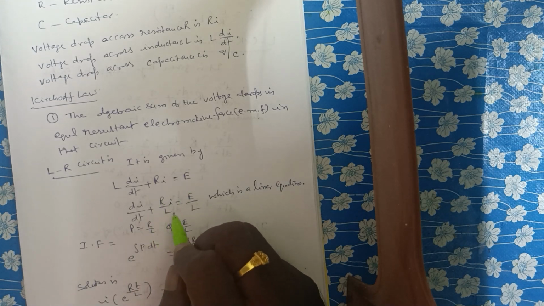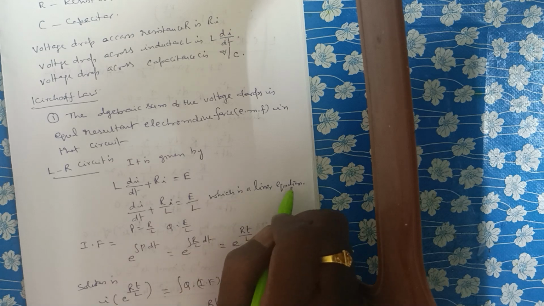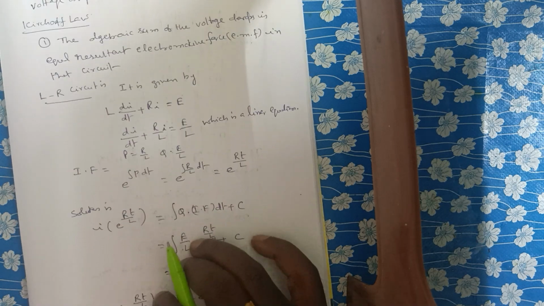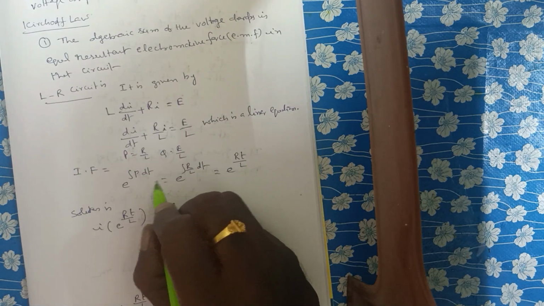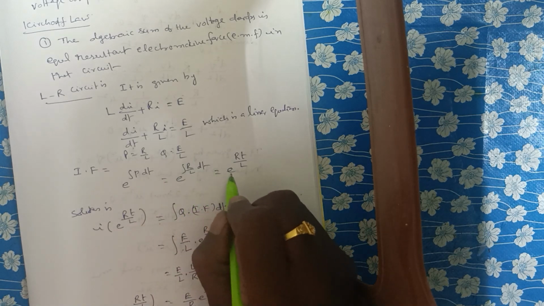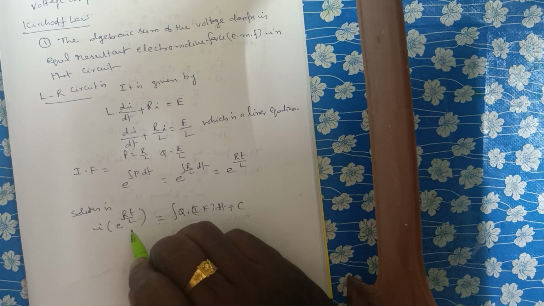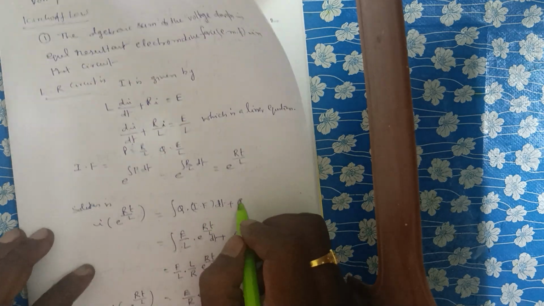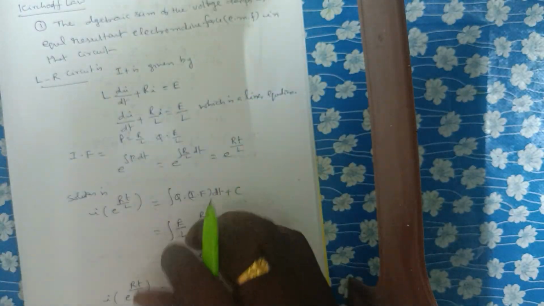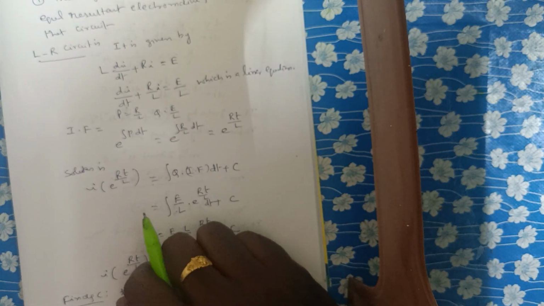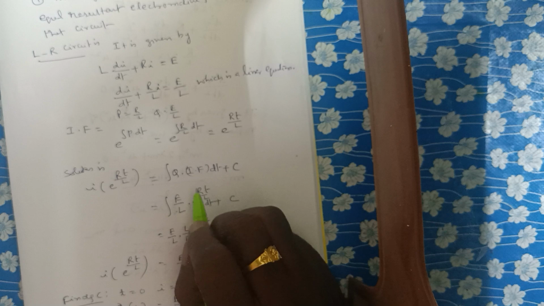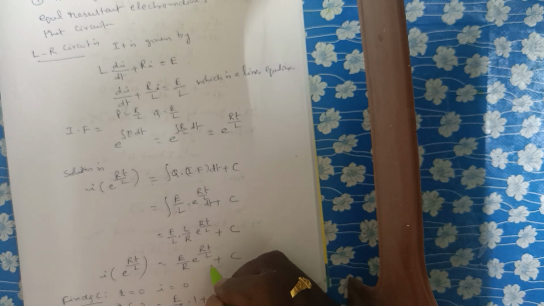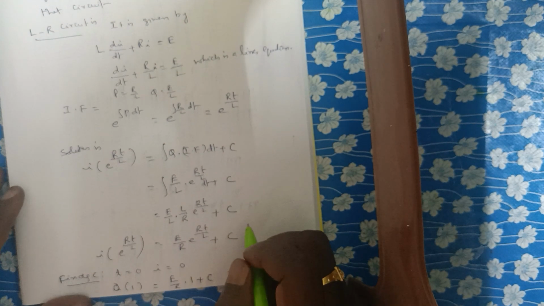So di by dt plus Ri by L is equal to E by L, which is a linear equation. P is equal to R by L, Q is equal to E by L. Integrating factor I is equal to e power integral of P dt, e power integral of R by L dt, e power Rt by L. The solution is i into integrating factor is equal to integral of Q into integrating factor dt plus c. So integral of E by L, e power Rt by L dt plus c. Cancelling the values, the value is E by R, e power Rt by L plus c.